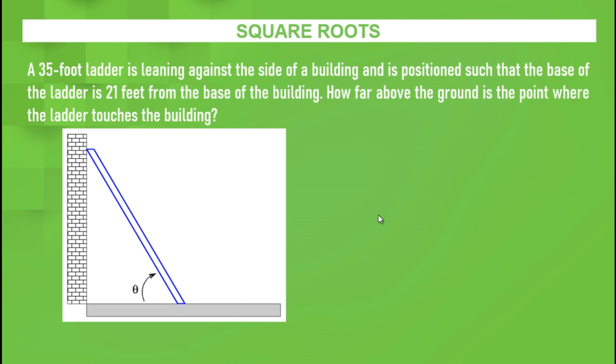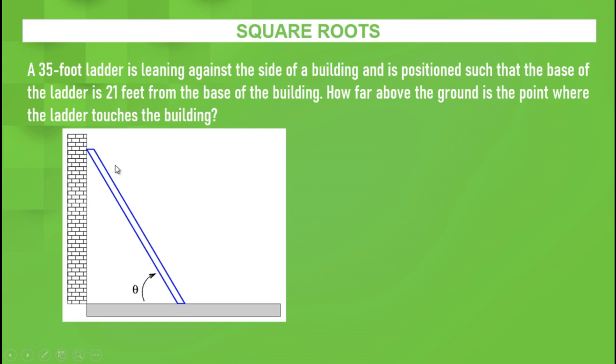A 35-foot ladder is leaning against the side of a building and is positioned such that the base of the ladder is 21 feet from the base of the building. How far above the ground is the point where the ladder touches the building? So, suppose this is the ladder. Leaning, meaning resting against the building.